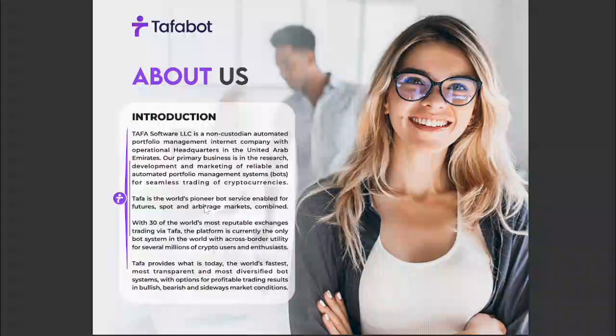Tafa is the world's pioneer bot service enabled for futures, spot, and arbitrage markets combined. Now, a lot of you may know about bots, about other robots, robotic trading and all that. This is not the first robot. But Tafa is telling us that they are the first and the only one for now that has all these kinds of trading features combined. On Tafabot, you have all in one. You have the futures trading, you have the spot trading, and you have the arbitrage trading.